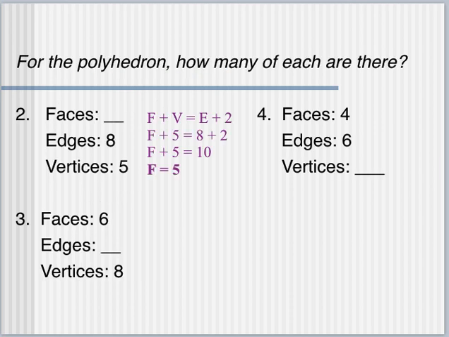So for question 2, to figure out how many faces the described shape has, I would take Euler's formula, I'd plug in 8 for edges where the E is, and I'd plug in 5 for vertices where the V is, and simplify it and solve for F to know how many faces the shape has. Pause the video here and try 3 and 4 on your own.